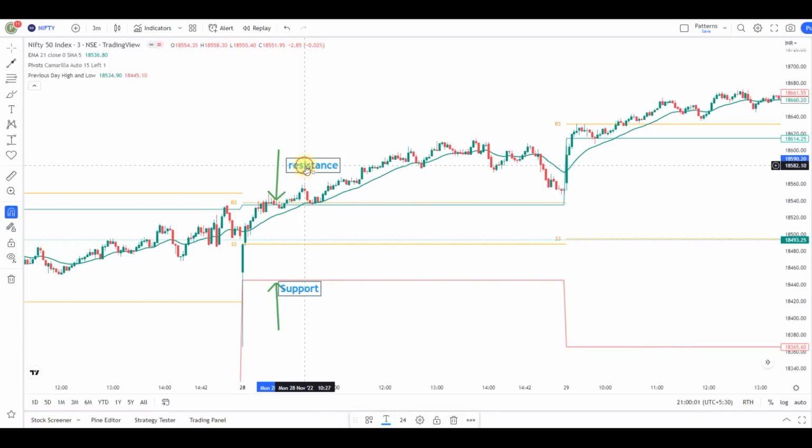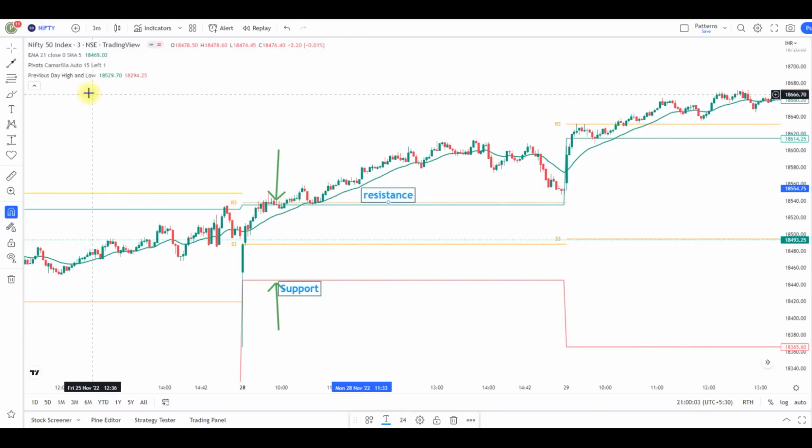So this green level, which is marked as previous day high and low, this previous day high can act as a resistance zone and the previous day low can act as the support zone. Along with that, we have added the Camarilla pivot R3 and S3. R3 is the resistance zone, S3 is the support zone, and we have the 21 days moving average. This 21 days moving average will act as a support and resistance zone too. So when we do scalping with the combination of all three indicators, we will get more accuracy.